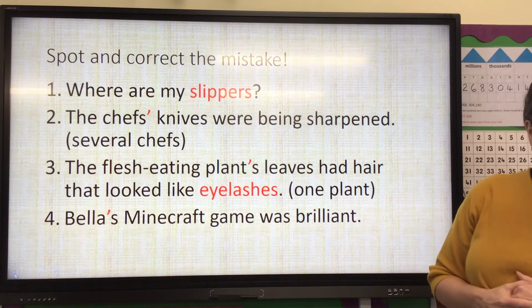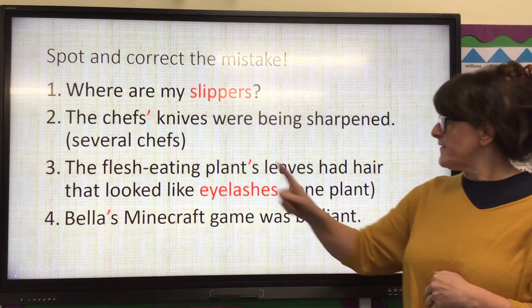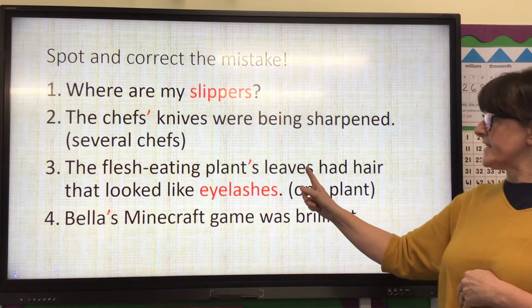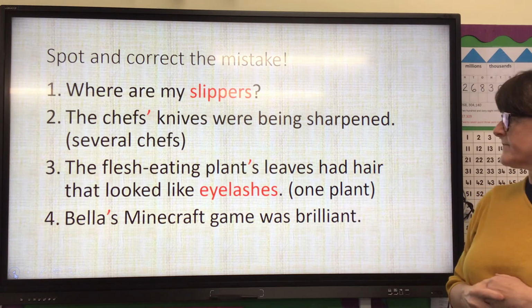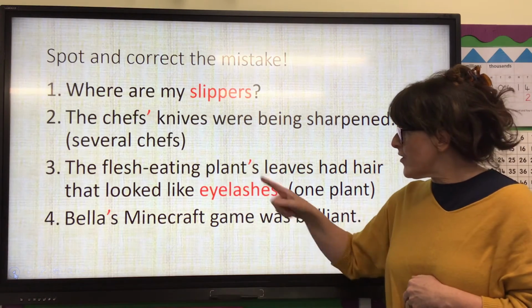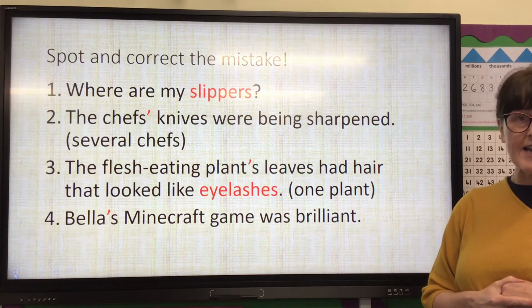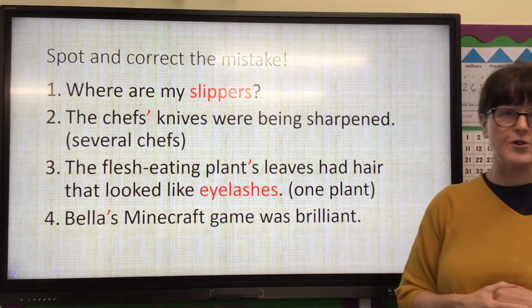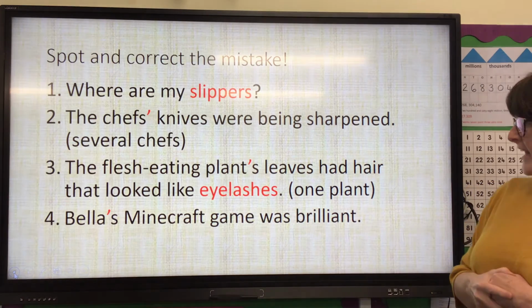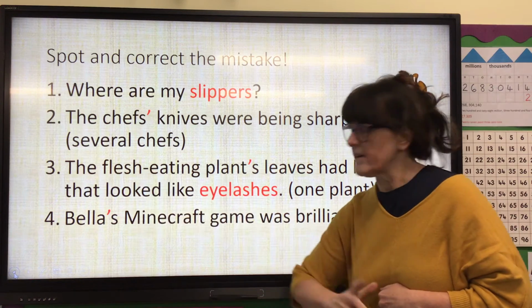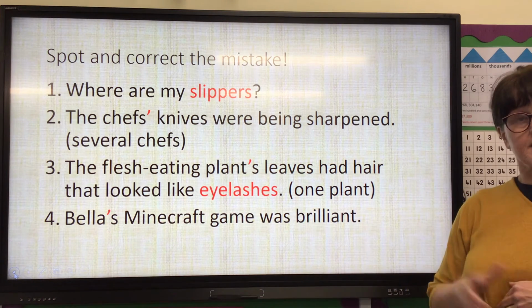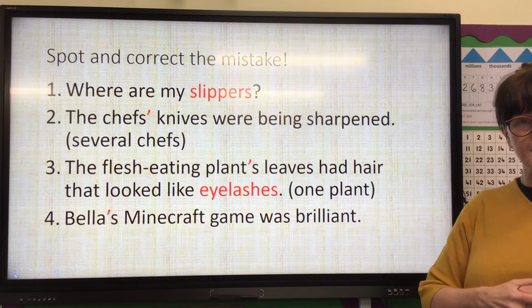Two problems in the third sentence. The flesh-eating plant's leaves, the leaves belong to the flesh-eating plant, and there's only one plant. And here, the plural of eyelash is eyelashes with an ES, not an apostrophe S. And finally, the Minecraft game belongs to Bella, so we need to put an apostrophe in to show that it's her game.